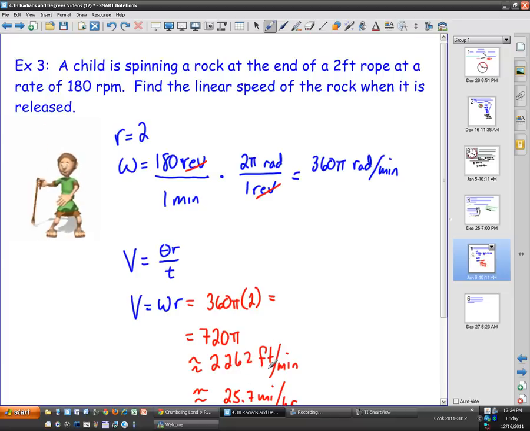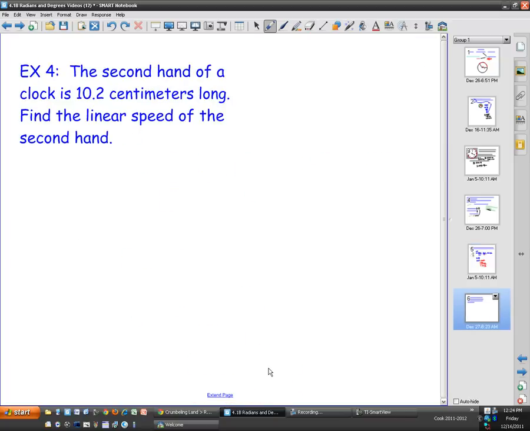So then if we have a second hand of a clock that is 10.2 centimeters long, find the linear speed of the second hand. If we're going to do that, we're going to go ahead and say that the linear speed of this is, well, s is theta times r. That's what we're looking at. So for our linear speed, I have to remember what we're doing here: linear speed, theta times r.